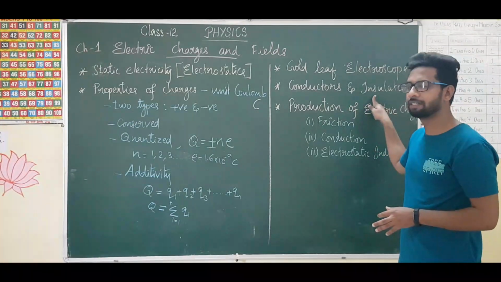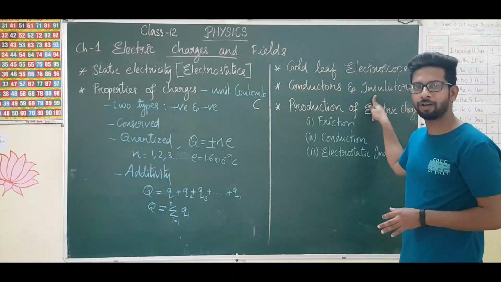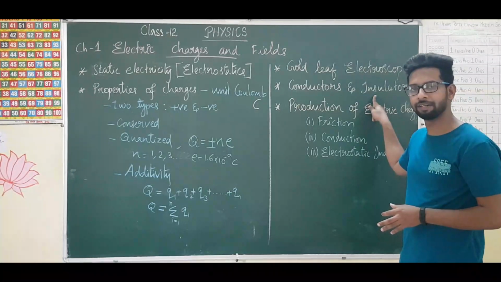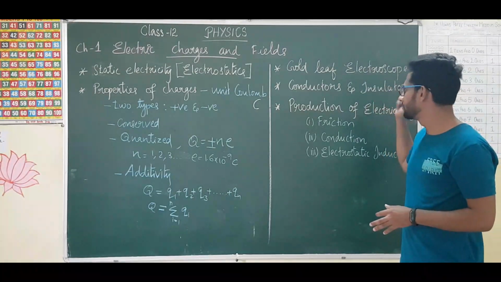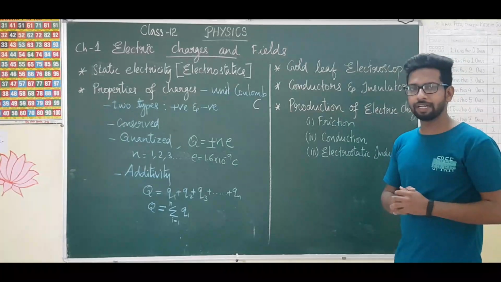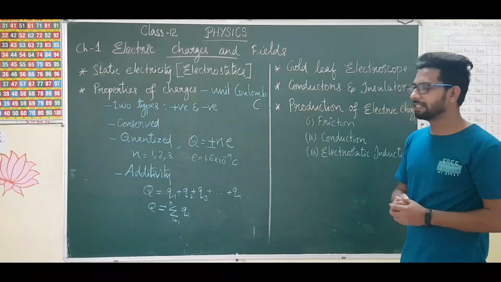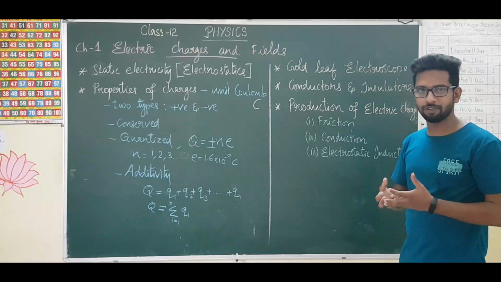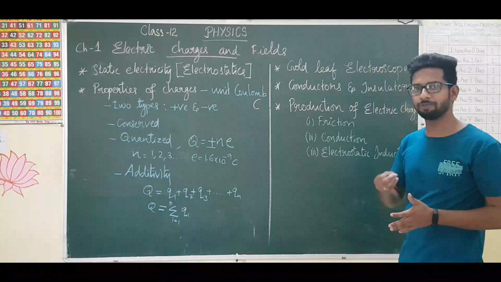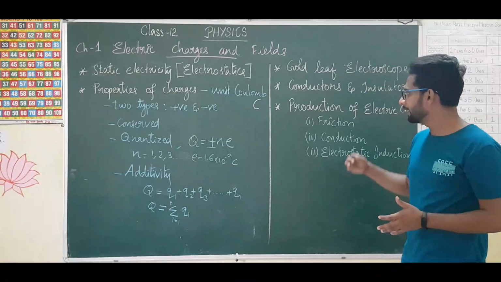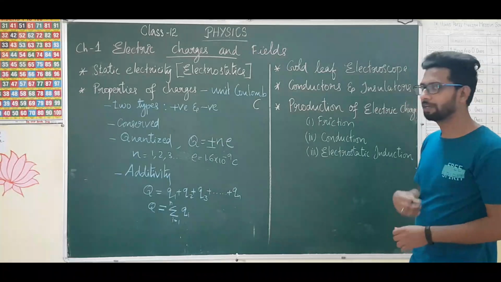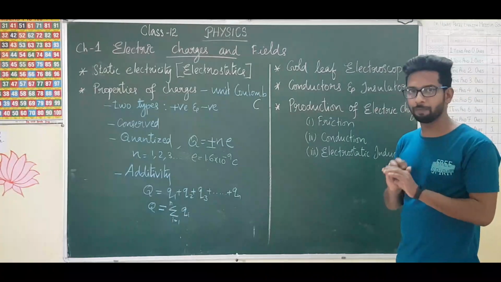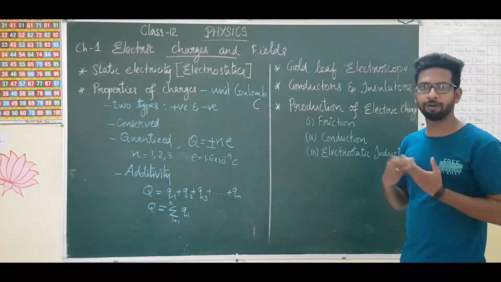Similarly, what are insulators? The materials which do not allow the flow of electric charges through them are called insulators. Now, we have studied that charge is conserved. That means you cannot create the charge or destroy the charge. We can transfer the charge from one body to another. Then we can see the different methods to produce charge. Actually, it's not producing, we are transferring the charge from one body to another.